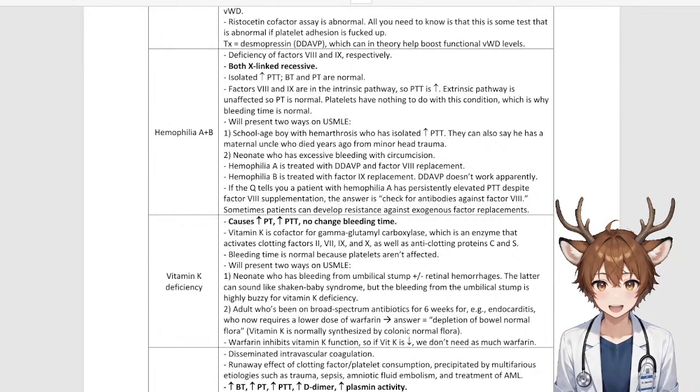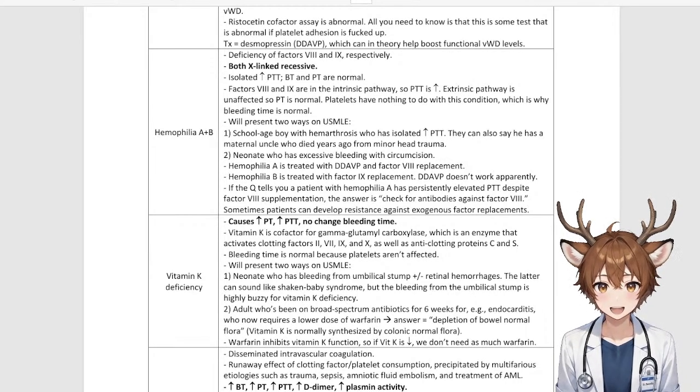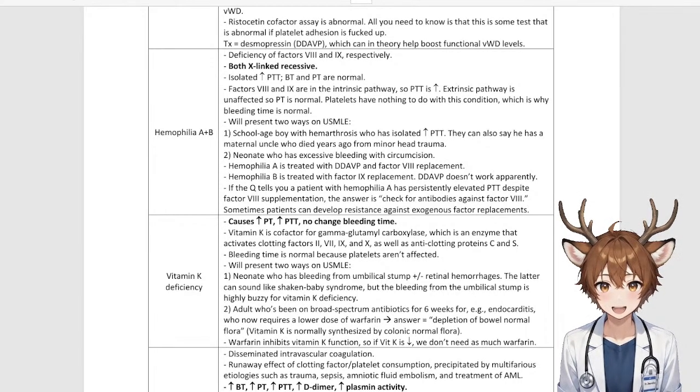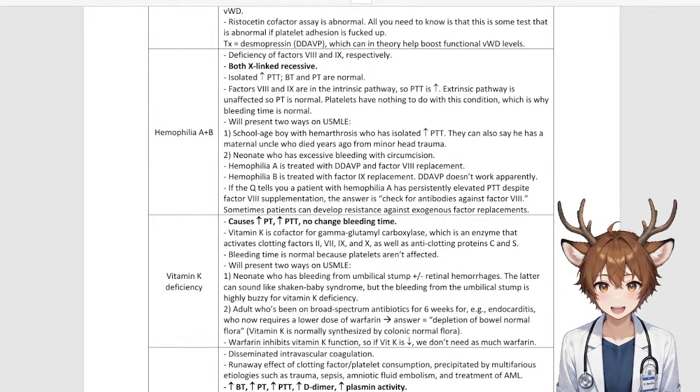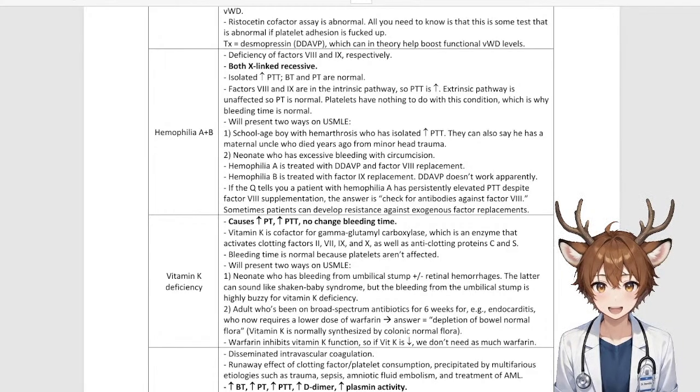If the question tells you that a patient with hemophilia A has persistently elevated PTT despite factor 8 supplementation, the answer is check for antibodies against factor 8. Yep, good point. Sometimes patients can develop a resistance against exogenous factor replacements. Interesting.